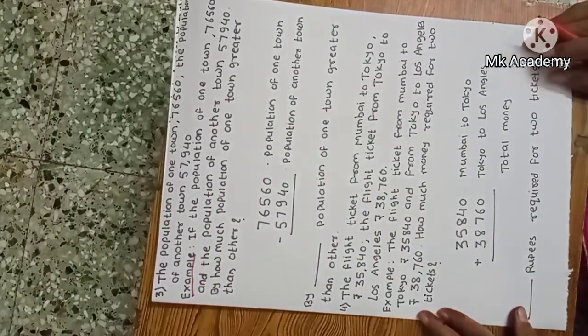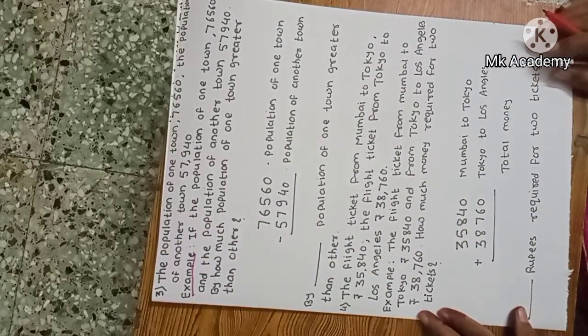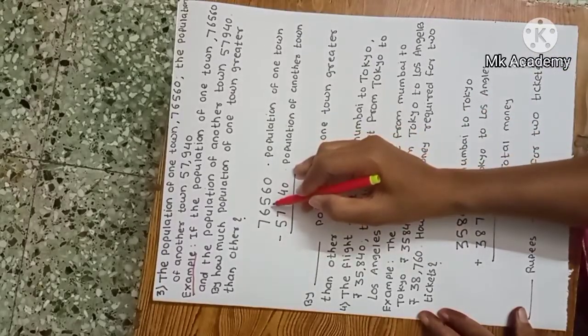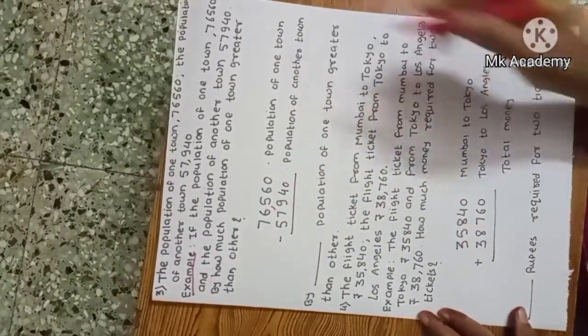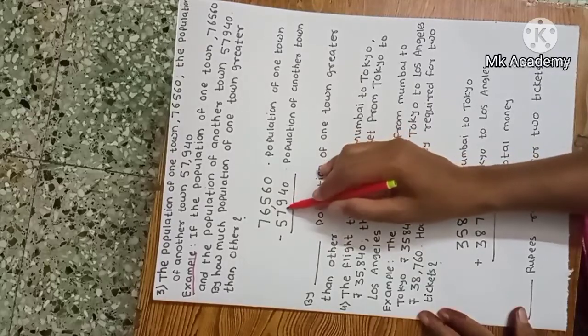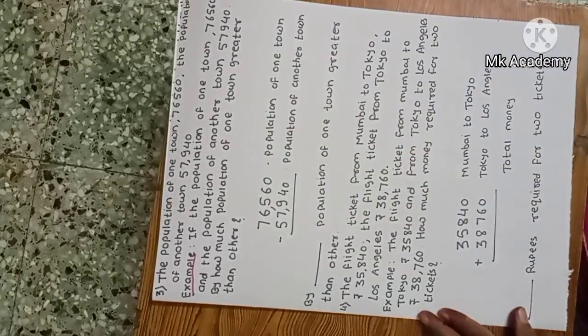If the population of one town is 76,560 and the population of another town is 57,940, by how much is the population of one town greater than the other? Means here we have to do the subtraction. Now 76,560, this is the population of one town, and 57,940, this is the population of another town.